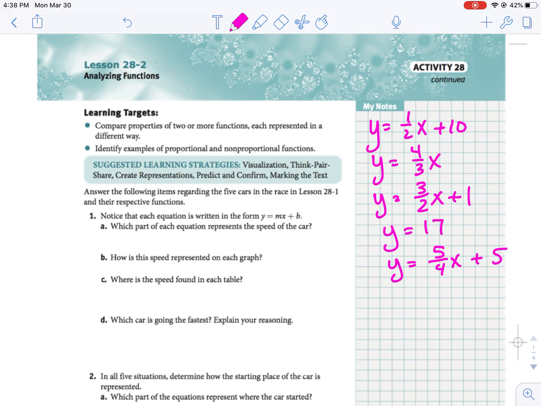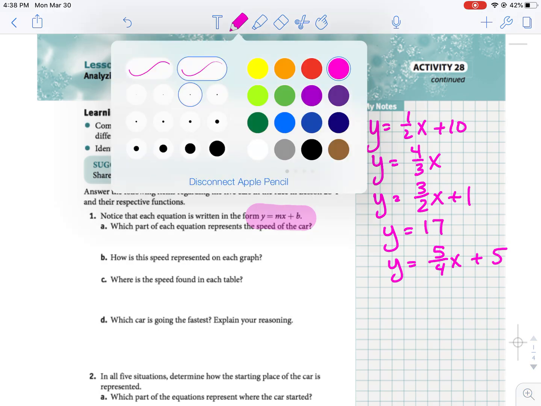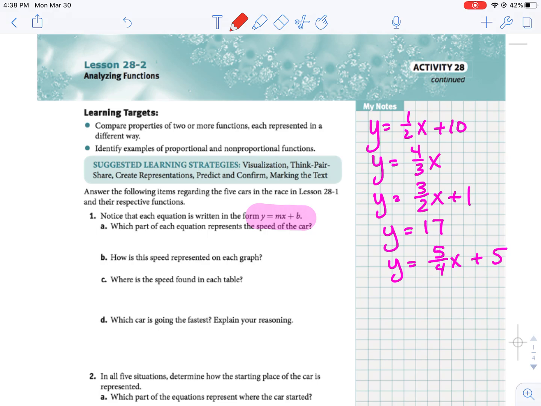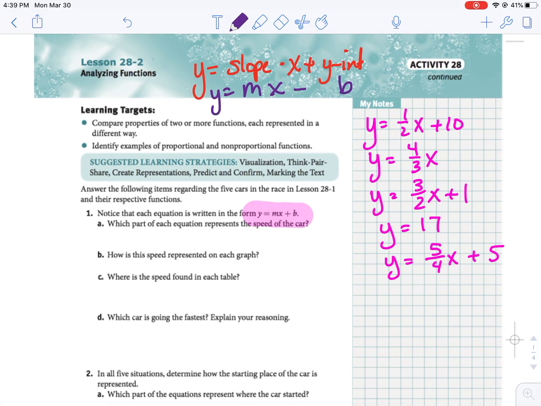Okay, so we were looking at those equations, and if you notice, those equations are in the form y equals mx plus b. We haven't talked a ton about that form, but really what y equals mx plus b form is just our y equals slope times x plus the y-intercept. Okay, so we've used that one many times. So in reality, the m is the slope, and the b in y equals mx plus b is your y-intercept.